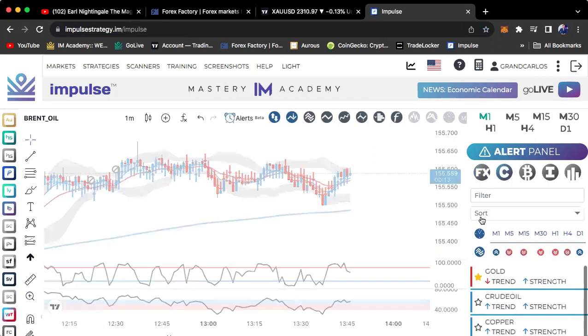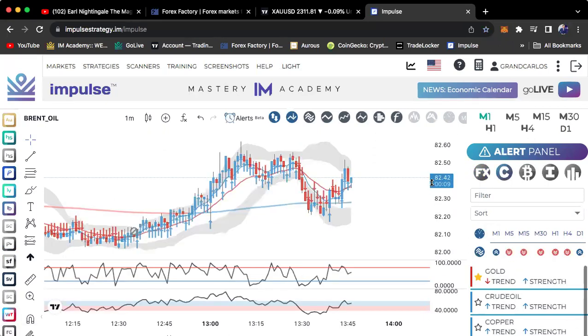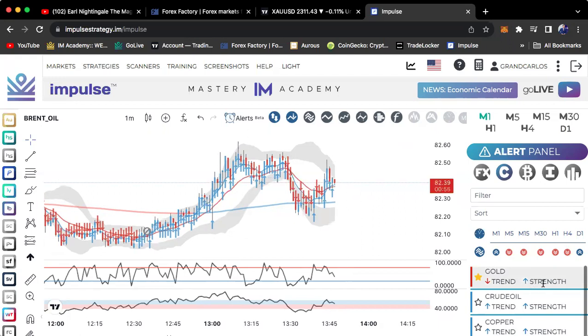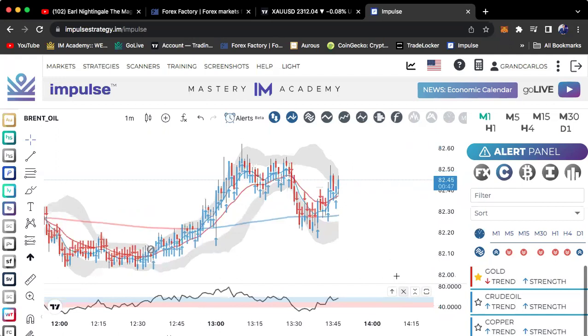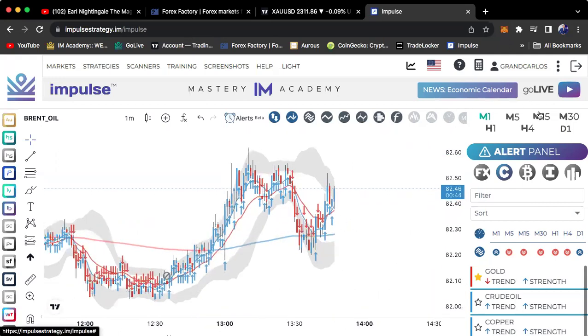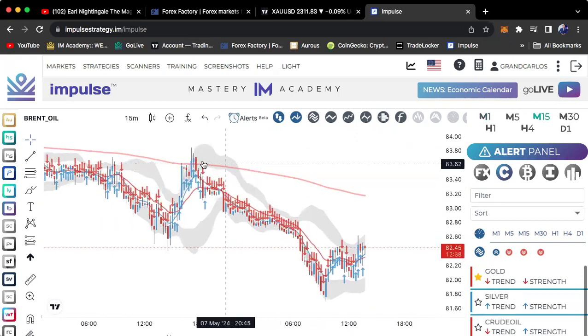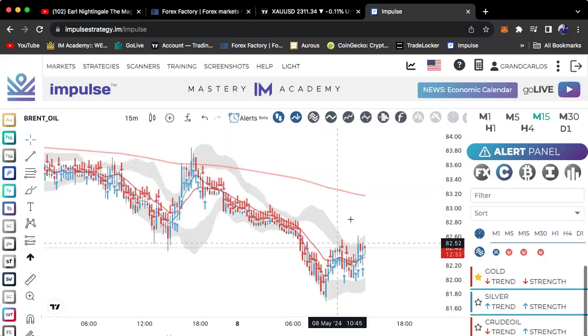Let's go to gold. You see gold is giving me red macro trend arrows here at the 5 minute up to the 4 hour. At the 1 minute it's giving me a blue micro trend. It's giving me a blue strength arrow and a red trend arrow. So the overall trend is to the downside. I'm going to look at the 15 minute. You see price is below this red EMA. When you see price is below this EMA, that's letting you know that you're looking for sells.